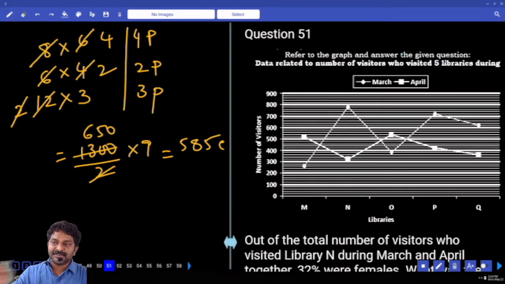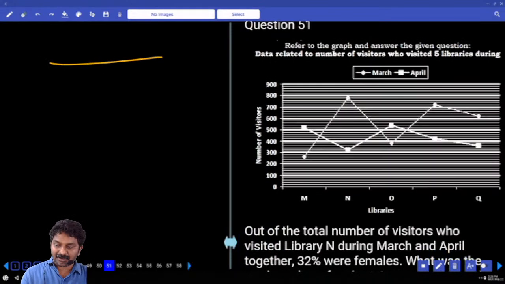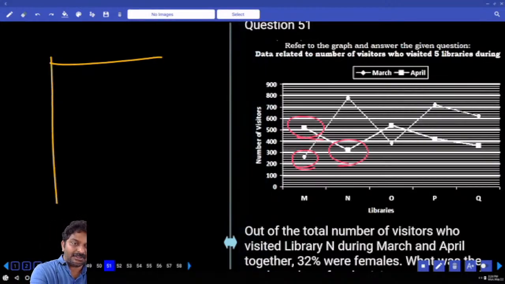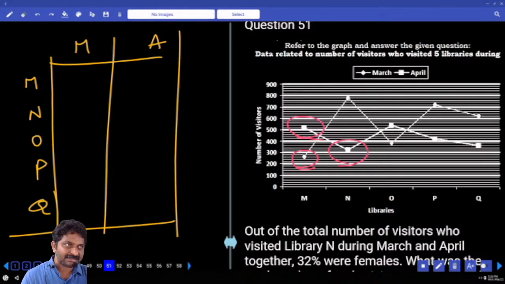Data related to number of visitors who visited 5 libraries during March to April. Should I discuss this? Sure. So before going to first question, what do you need to do? Table. Because numbers are not mentioned here, first you need to prepare the table. March, April, M, N, O, P, Q. First prepare the table, then it will be easy.